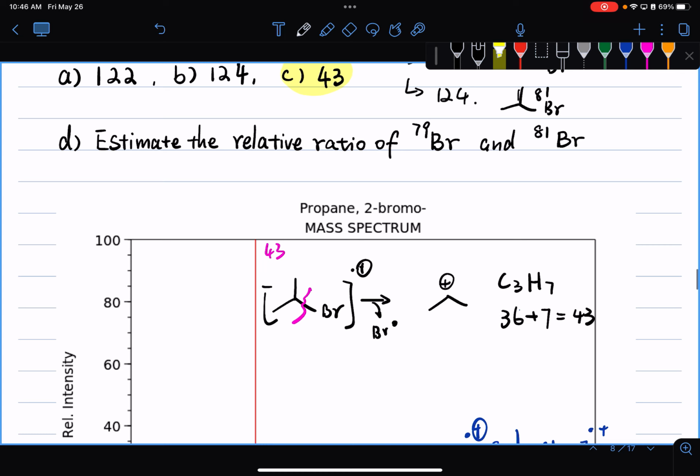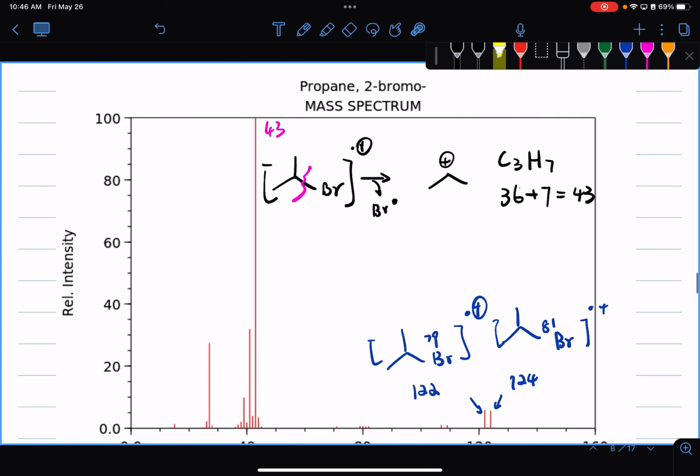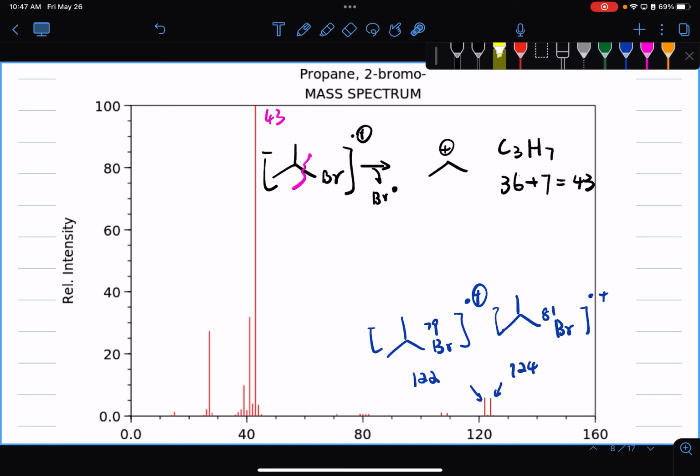And the last question is asking you to estimate the relative ratio of these two isotopes. This is what I mean by you cannot analyze all peaks in your mass spectrum. So now just use these relative peaks to estimate what they look like. But if we have bromine 2 or chlorine 2, then you can do quantitative analysis. But when we're looking at organic molecules, the mass spectra of organic molecules are typically pretty complicated. So now we can just say that's about 1-to-1.